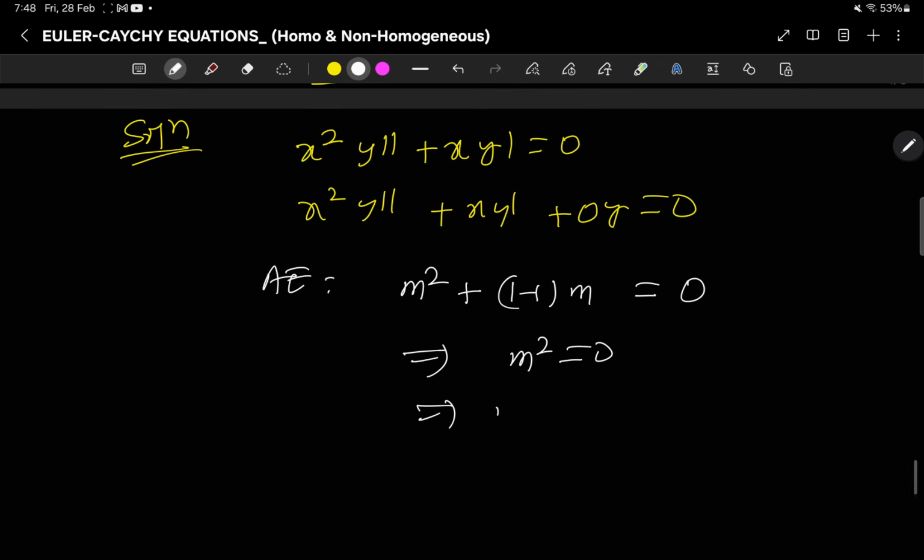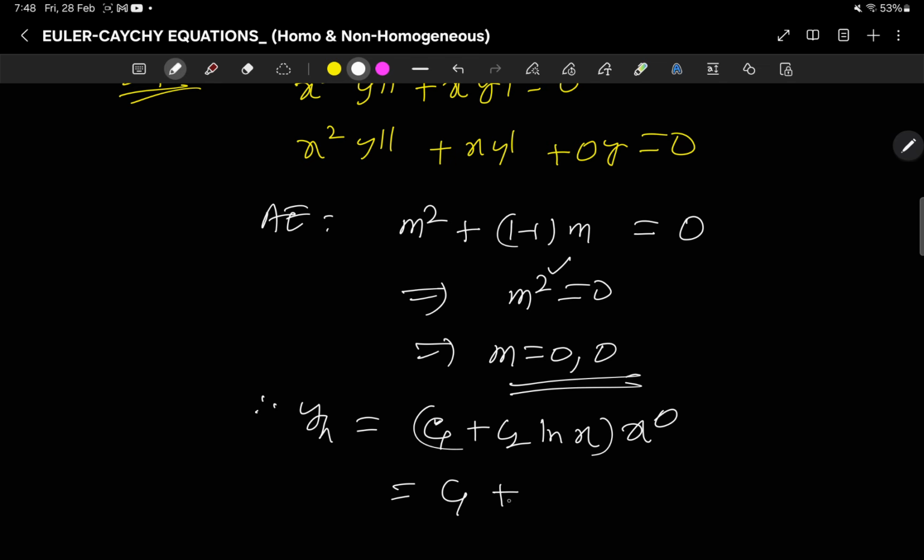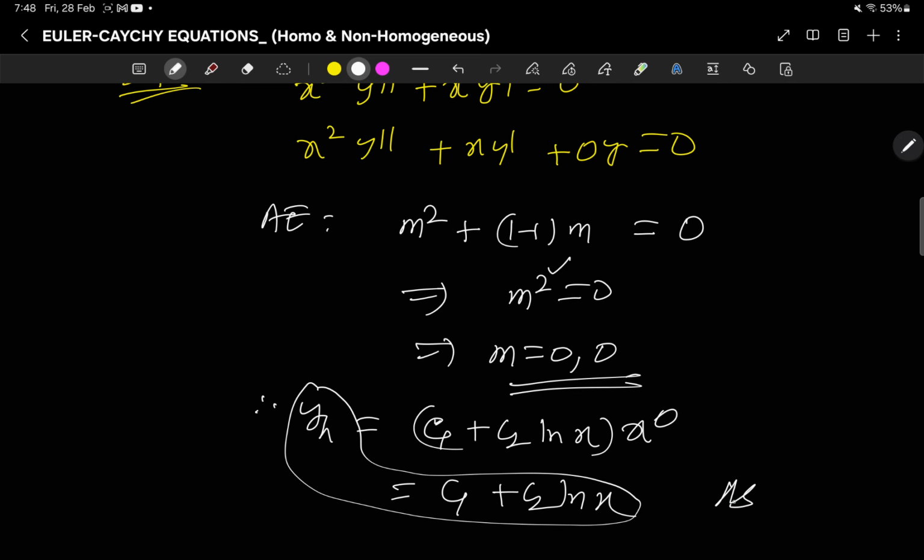So what does it mean? m is equal to 0 and it is repeated twice. It is a case of real and repeated roots. Therefore y homogeneous is equal to c1 plus c2 ln x to the power 0. So this is simply c1 plus c2 ln x. So this is your answer.